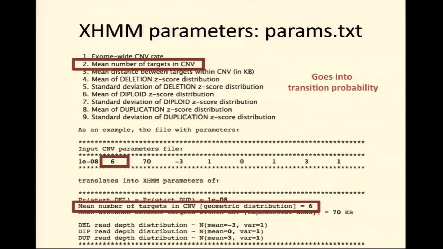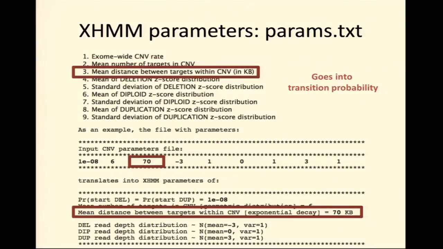Similarly, the next parameter is just the mean number of targets in the CNV. Again, it doesn't mean this will really be the mean in your actual data, but think of it as a scaling parameter. The default is 6, but if you raise or lower that, you get shorter or longer CNVs in terms of number of targets. Again, I mentioned this before also.